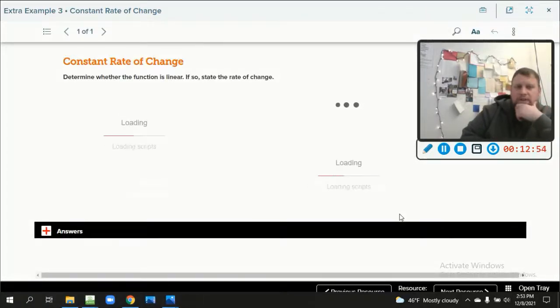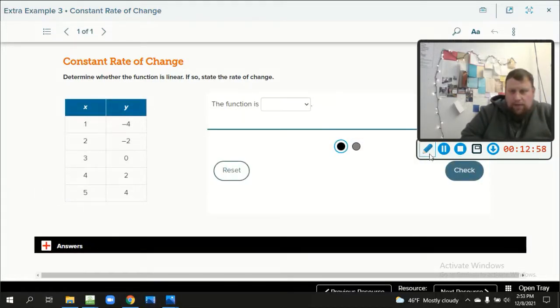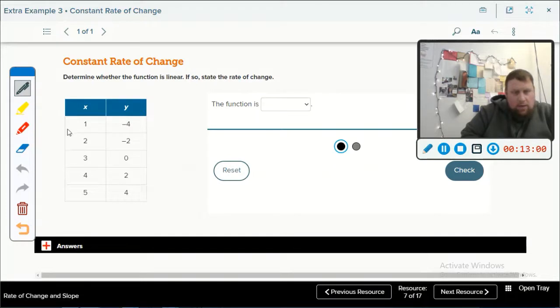Determine whether the function is linear. So we got to find out if it has a constant rate of change. So let's find out. Let's look at it. 1 to 2, that's plus 1. 2 to 3 is plus 1. So it's plus 1 all the way down. We see that plus 1, right? All the way down.